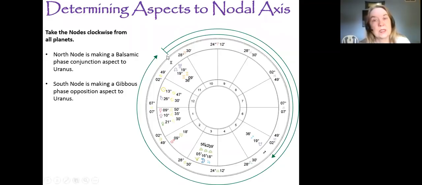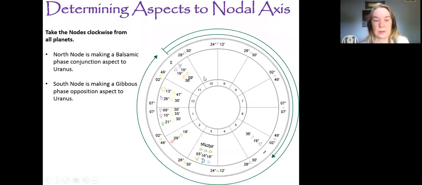If we look at Uranus and the north node, you can see it's a conjunction, but it is new or balsamic. You start with Uranus, you follow this outer circle, you've got to go all the way around the circle to get to the north node. The north node is balsamic phase to Uranus. It reverses, it hasn't gone over Uranus yet. So it's a balsamic phase conjunction that's quite tight. It's only half a minute. So the south node is half a minute from being an exact gibbous opposition. The north node is half a minute from an exact conjunction.